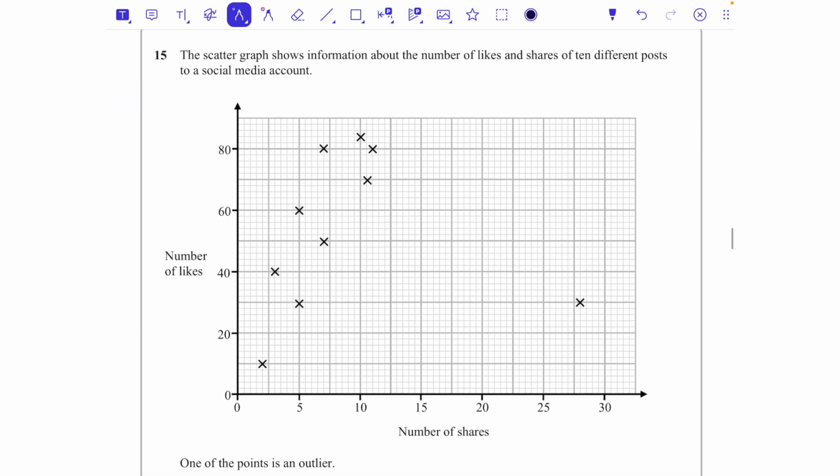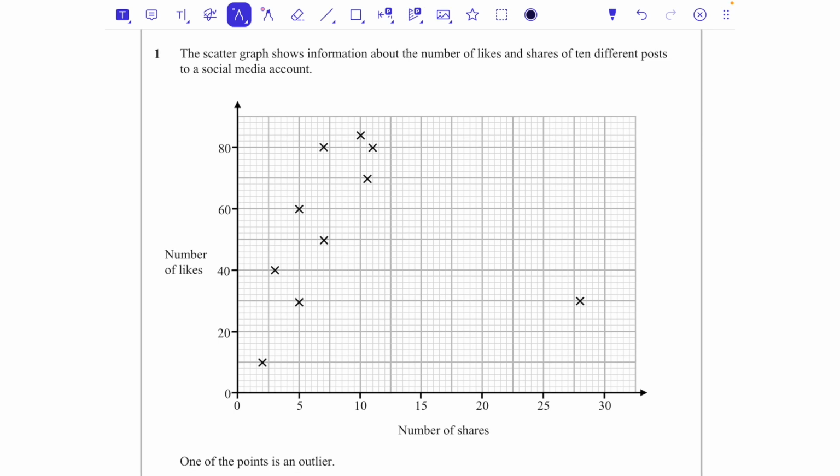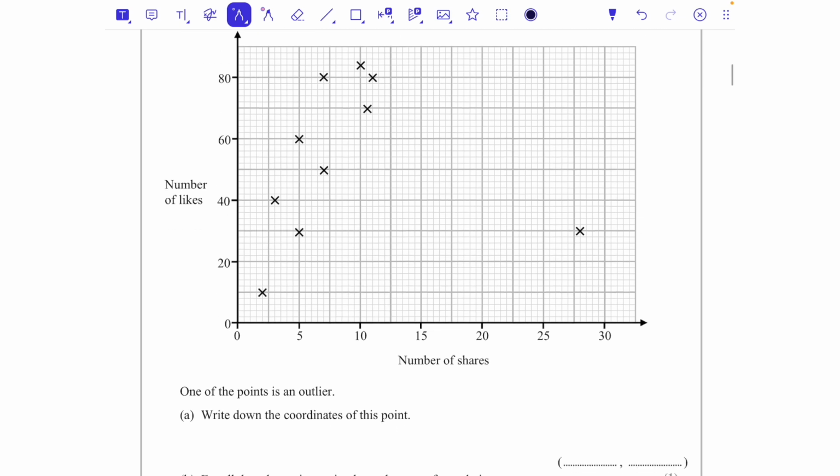Question number 15. The scatter graph shows information about the number of likes and shares of 10 different posts to a social media account. So we've got number of likes on the y-axis and number of shares on the x-axis. It says one of the points is an outlier. Write down the coordinates of this point. So an outlier is a point that does not fit the trend of the data. And we can see that the data is following a pattern over here like this. This point here does not fit the trend of the data, and so we would say that that is an outlier.